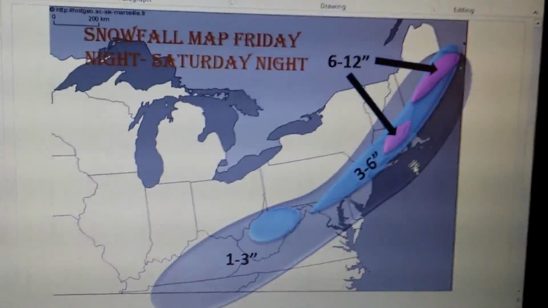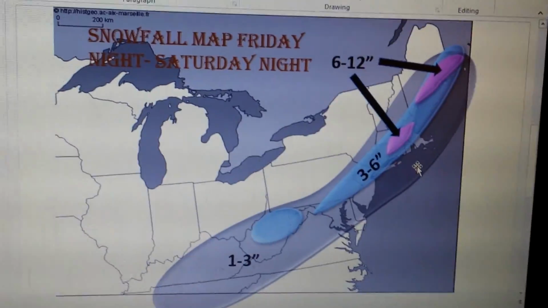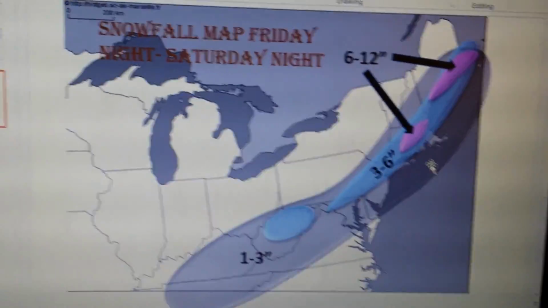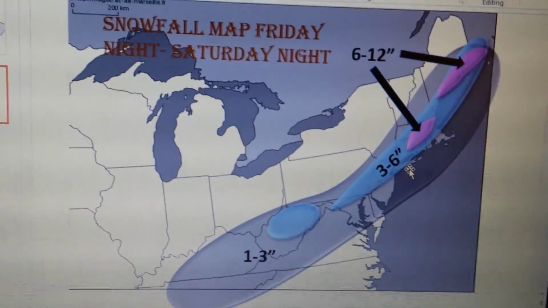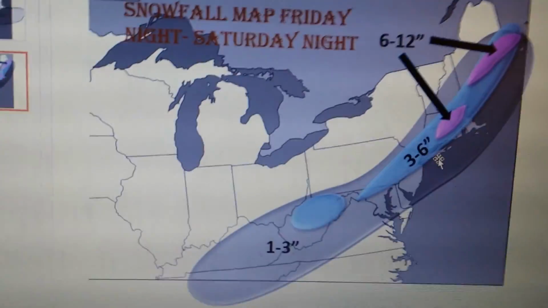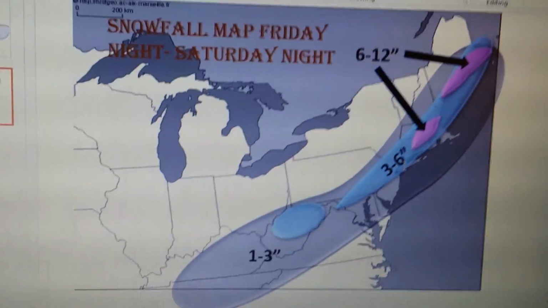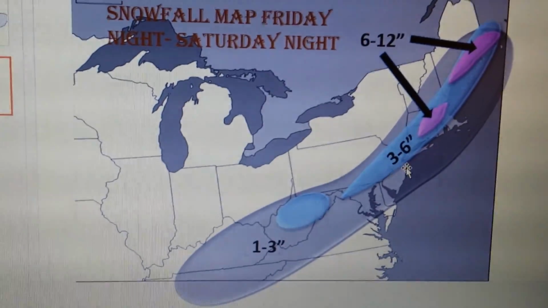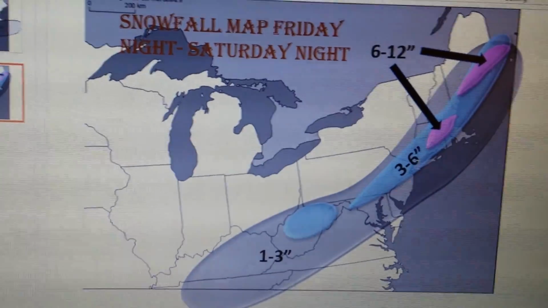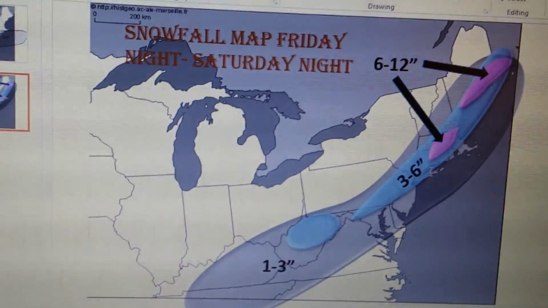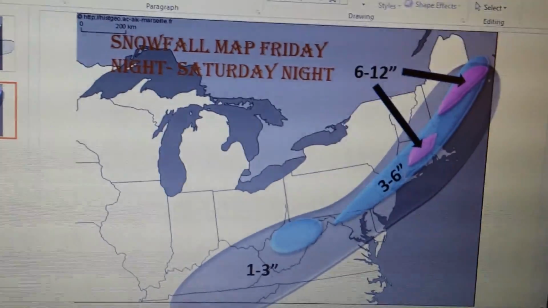and then on the back side of the low, we could get another round of heavy snow, and that's why I have 3 to 6, a little further to the south and east than most people, because I'm a little concerned that we might get a second round of snow Saturday afternoon and evening for anywhere from central Jersey on northward, including the lower Hudson Valley, New York City, and Long Island. I'm concerned about that second band of snow.